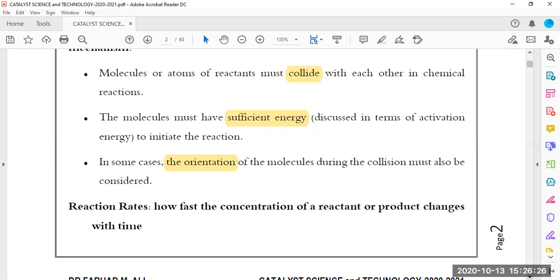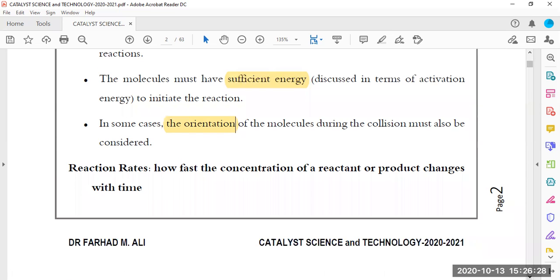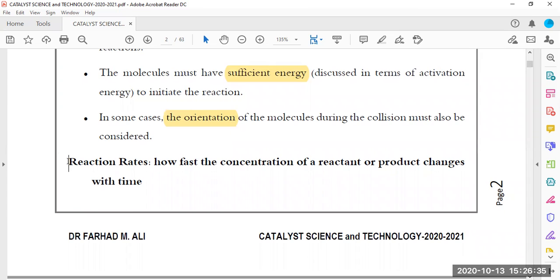Okay, so reaction rates: how fast the concentration of a reactant or product changes with time. That's the definition of reaction rate. We can study the reaction rate either by measuring the change in concentration of a reactant, or the change in concentration of a product, and how this change happens within a certain time.